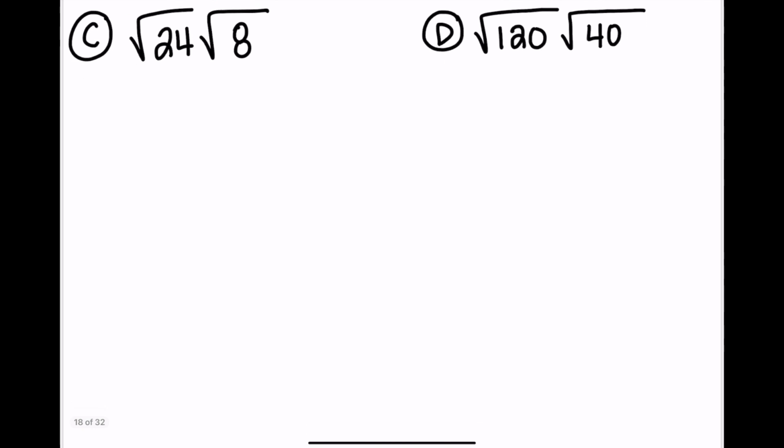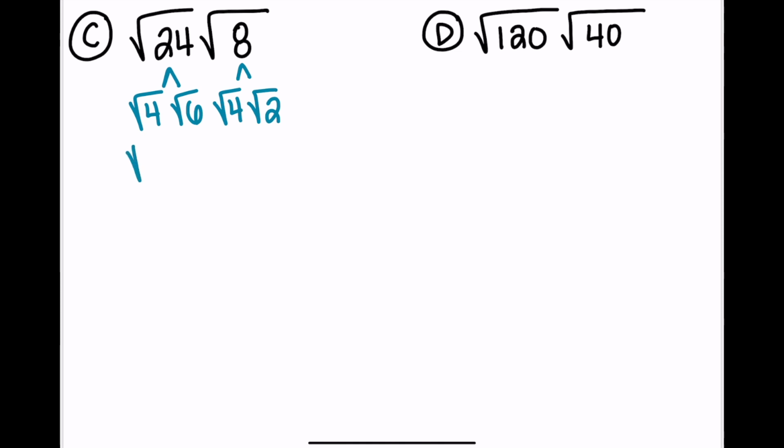All right, C and D. So C, the square root of 24 times the square root of 8. Again, I don't know that off the top of my head. So if I can't do it in my head from the very beginning, it's probably not a perfect square. So it would take a lot of work for the guessing and checking. So we're just going to break them apart from the beginning. So you could pick 12 and 2. I'm going to pick 6 and 4 just because I know 4 is already a perfect square. And same thing with 8. I'm going to pick 4 and 2 because I know 4 is a perfect square.